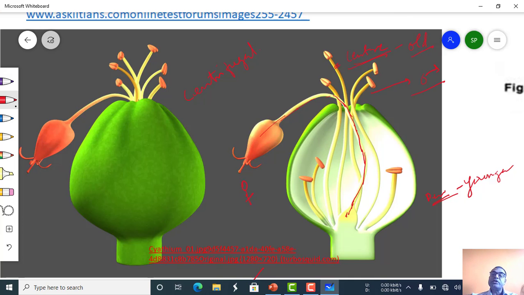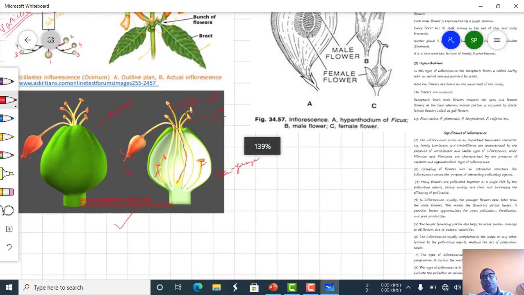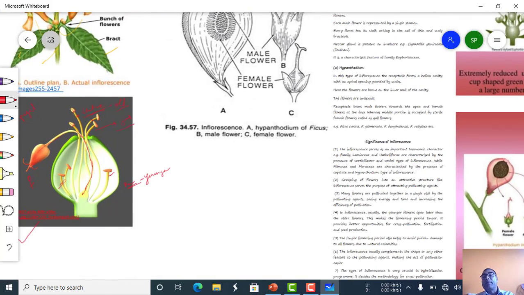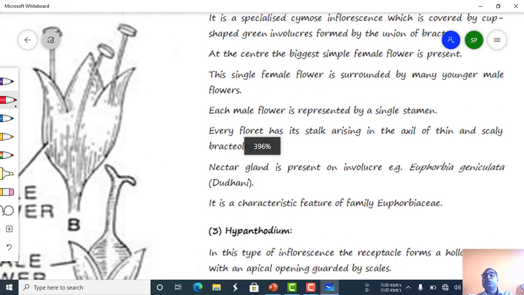If you see, this one is an old flower, this one is an old flower, this one becomes the young flower. So old flowers are present in the center, while younger flowers are present towards the periphery. One more thing, this inflorescence is enclosed by a cup-shaped involucre.